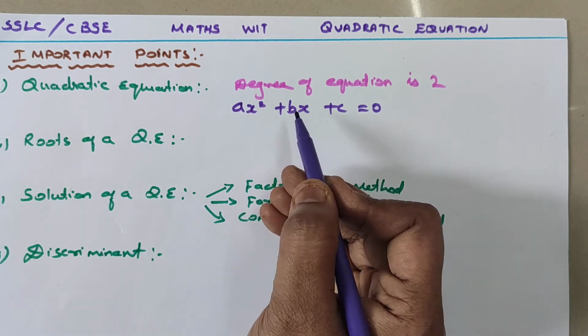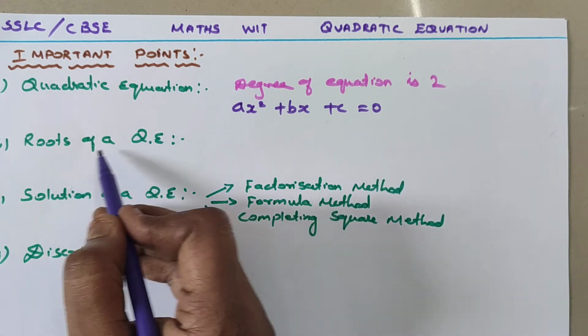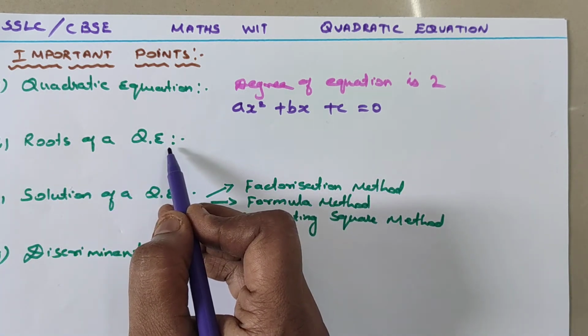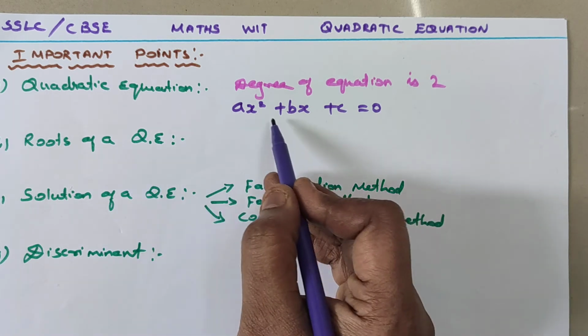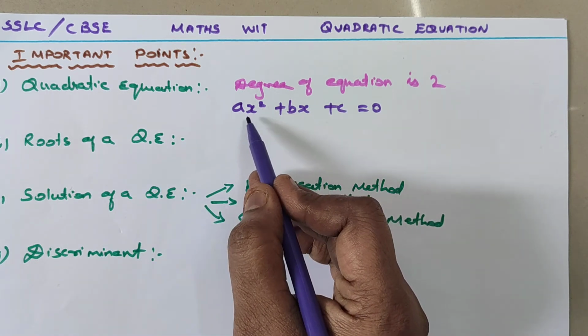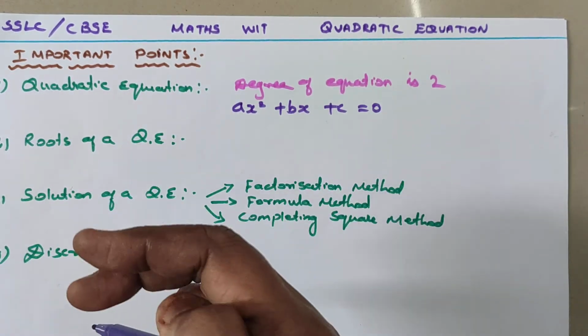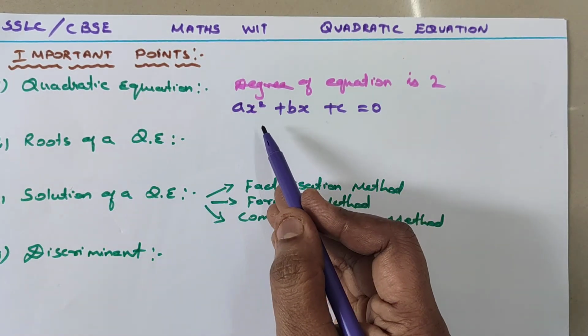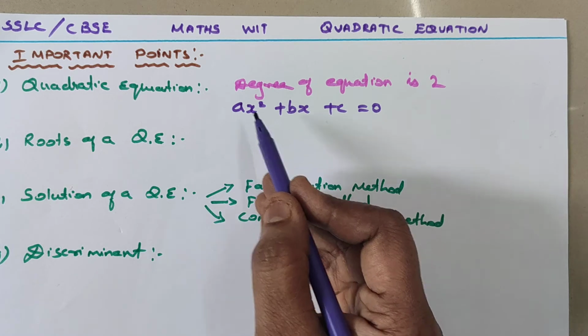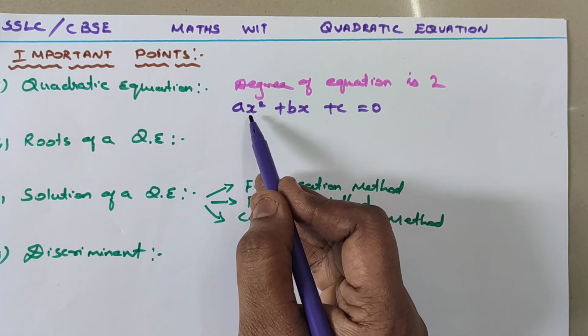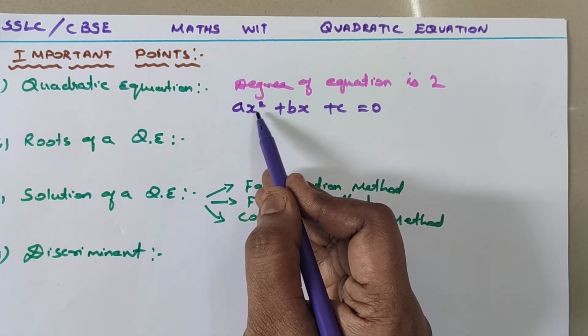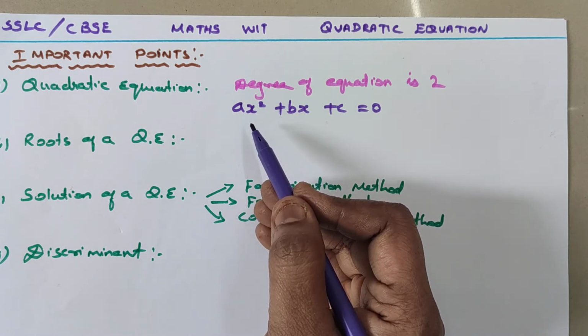Is it clear children? Next we are going to see the roots of the quadratic equation. What do you mean by roots? For a quadratic equation there will be 2 answers. That means the solution will be 2, that means 2 values will be there for x.